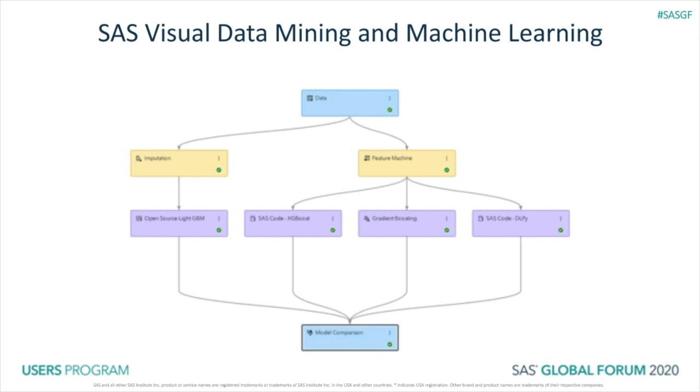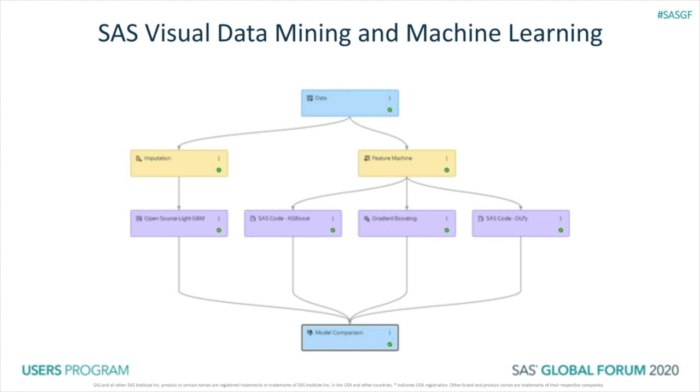This pipeline shows how you can integrate open source technology within VDMML. You can use the open source code node to do data preparation and model building using Python. You can use Python SWAT with SAS code node to build deep learning models using packages like DLPy and compare them with traditional data mining and machine learning models.